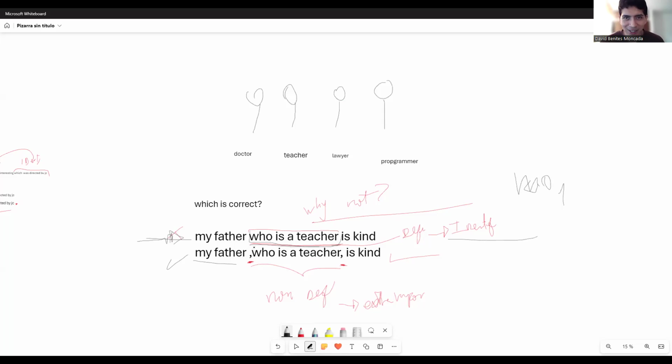In Spanish, teacher, please. In Spanish to make it clear. Okay. Si tú me dices, my father who is a teacher, quiere decir que esta información es importante porque necesitas identificar. Ahora, si tú necesitas identificar, quiere decir que tienes que tener más de uno.